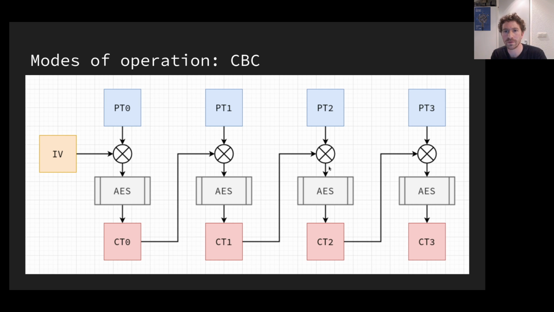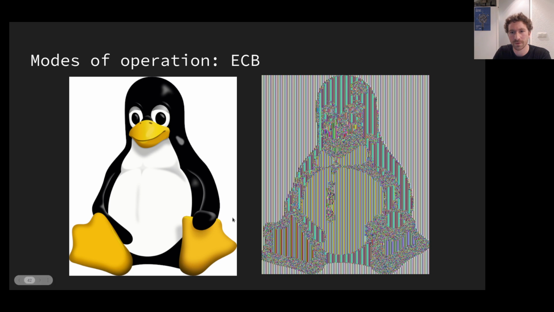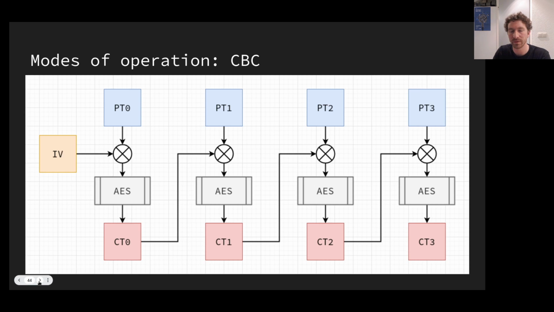CBC, this mode of operation, is a lot slower than ECB, because in ECB you can do everything in parallel, right? Because you're encrypting the same blocks all at the same time, same output. Whereas in CBC you have to do it one after the other, and each is dependent on the previous. So it takes a long time, but it's very secure, right? If we were to look at a tux image from this, it would just look completely scrambled and random, like a completely white noise picture.